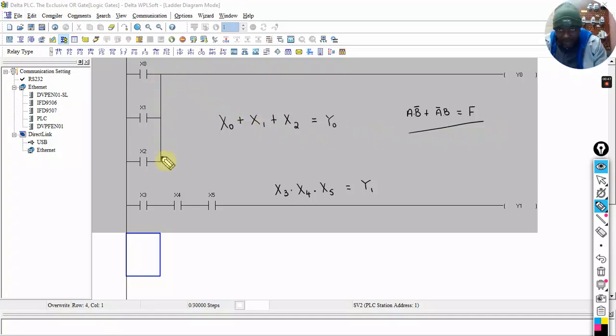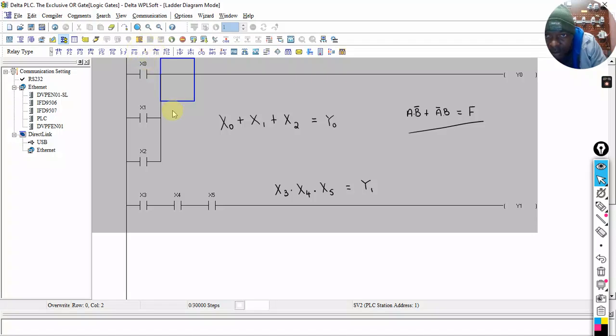What does it mean? OR means parallel, AND means series. So I've got a series. If I try to put this on our programming, we'll come there and say we don't want the Y, I want the vertical line to be removed.